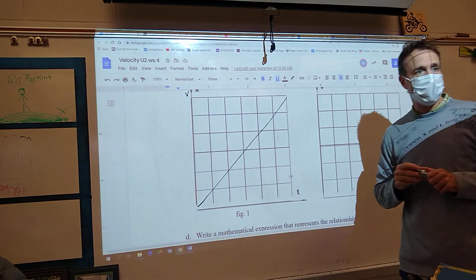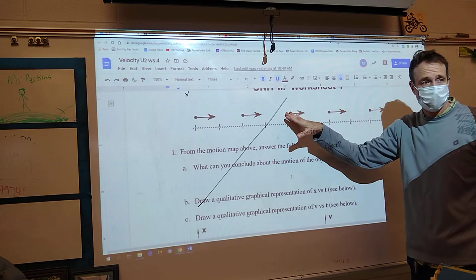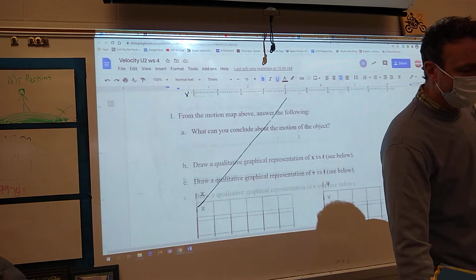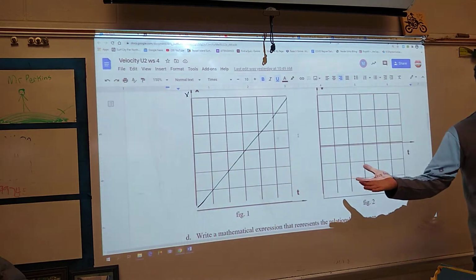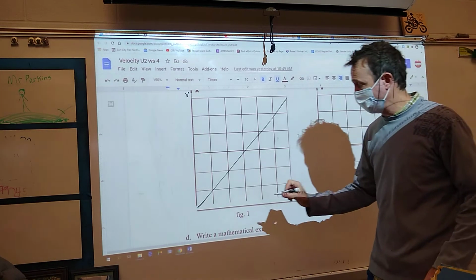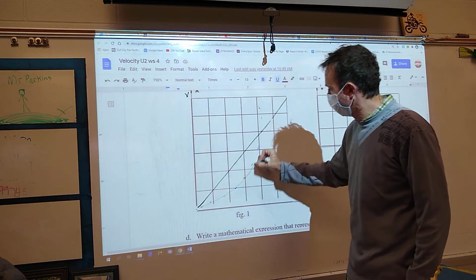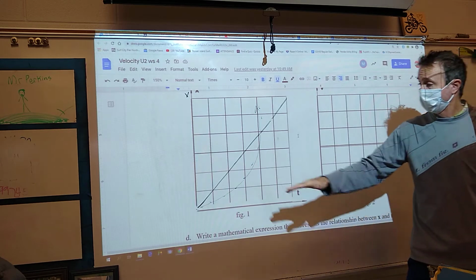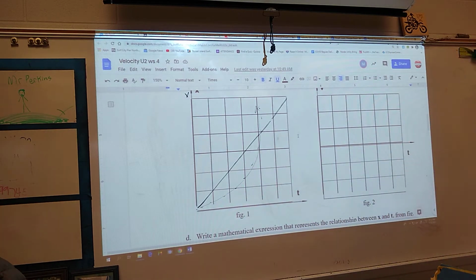Okay? Because all of these arrows are the same. All right? And since all these arrows are the same, that means the slope of this line will be the same the whole time. Does that make sense? Now, if you saw a graph that was curved, which we may get to by the end of class today, that would indicate to you that the object was accelerating. But this straight line shows you a constant velocity. Does that make sense? All right.